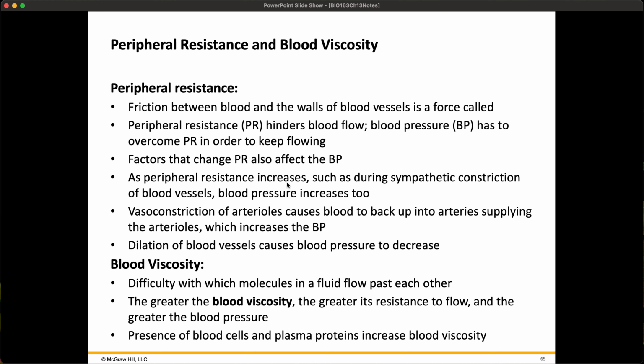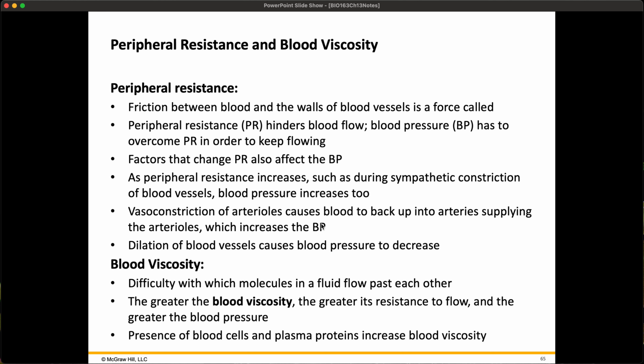So as PR increases, something like sympathetic stimulation, your blood pressure will go up as well because it has to overcome this PR. Because again, your body's need for that blood is still going to be consistent. So your body still has to overcome this factor to be able to get blood where it needs to go. So it does that through blood pressure. Something like vasoconstriction in arterioles can cause blood to back up into arteries. That will cause an increase in blood pressure.